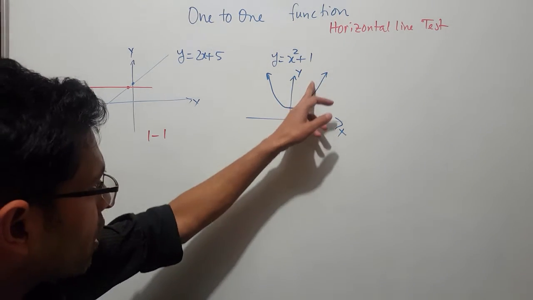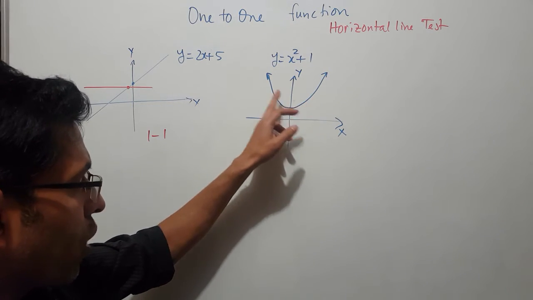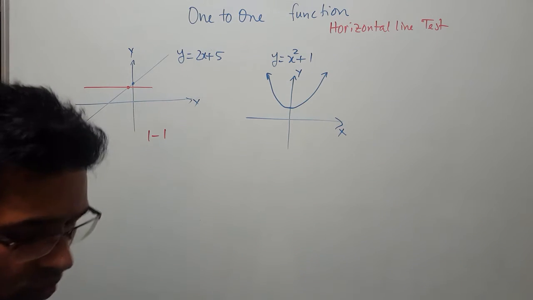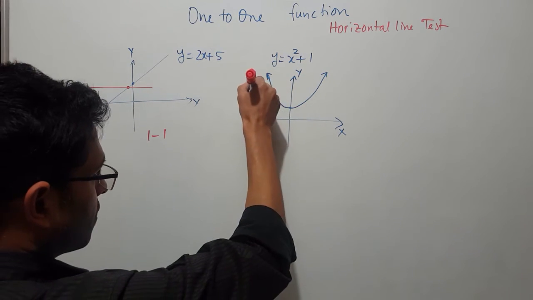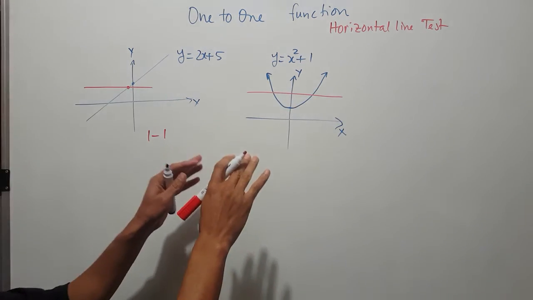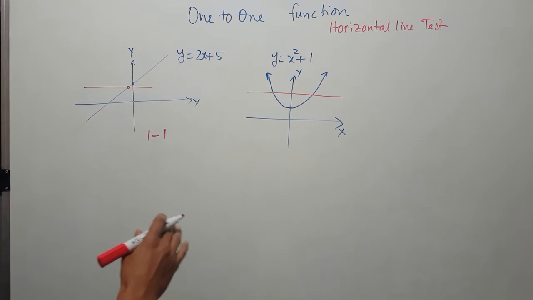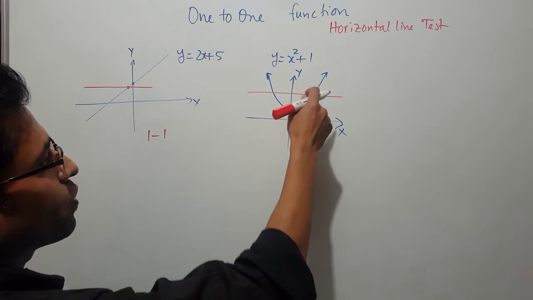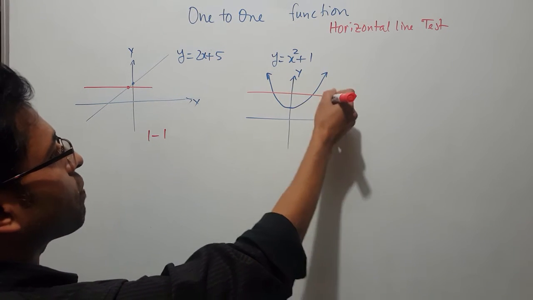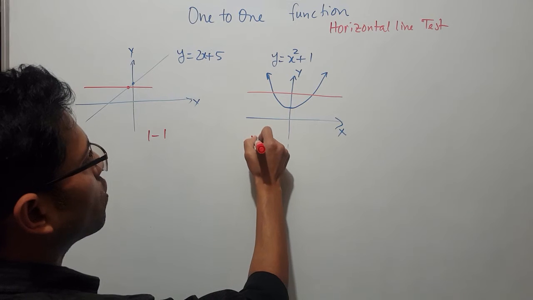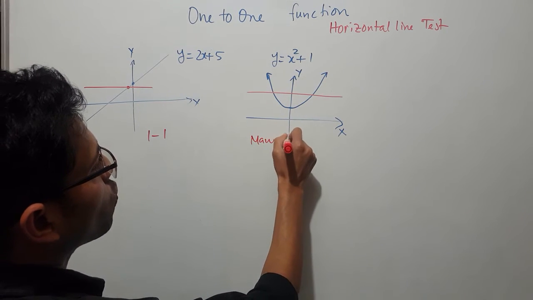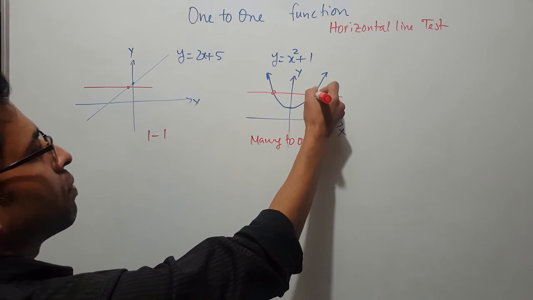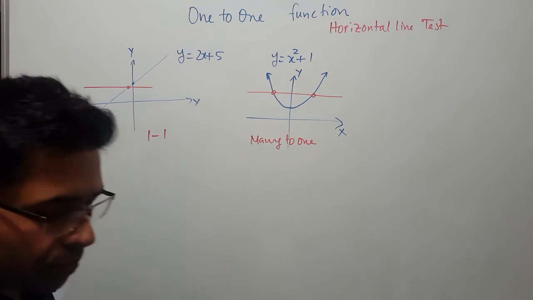Now if you make a vertical line, obviously it's touching one point only, so it's a function. Now if I go for the horizontal line test, I'm just showing the horizontal line test to identify a one-to-one function, not just function or not function. So it is a function, but it is a many-to-one function. How do I know it's many-to-one? Because the horizontal line is intersecting more than one point on the graph.